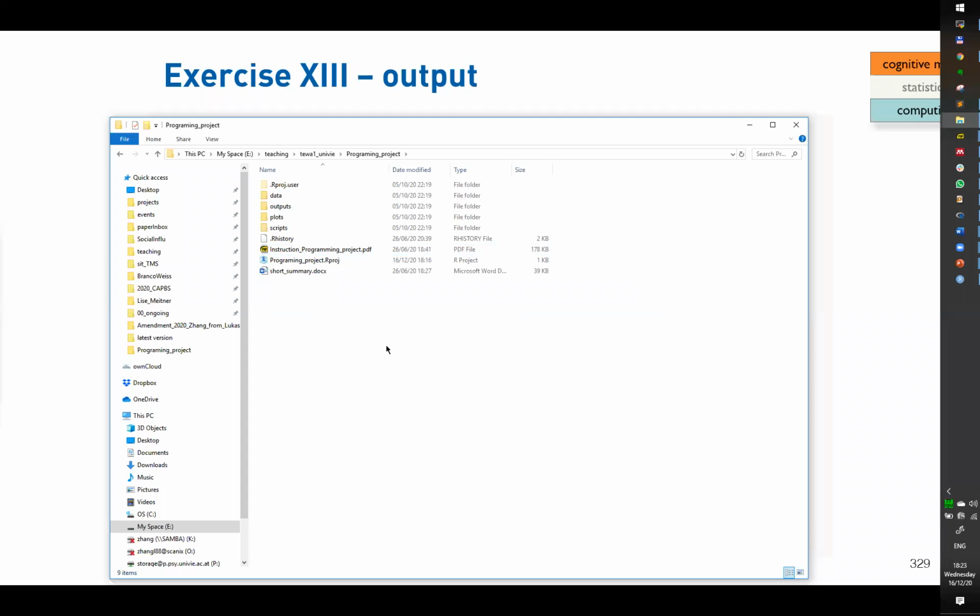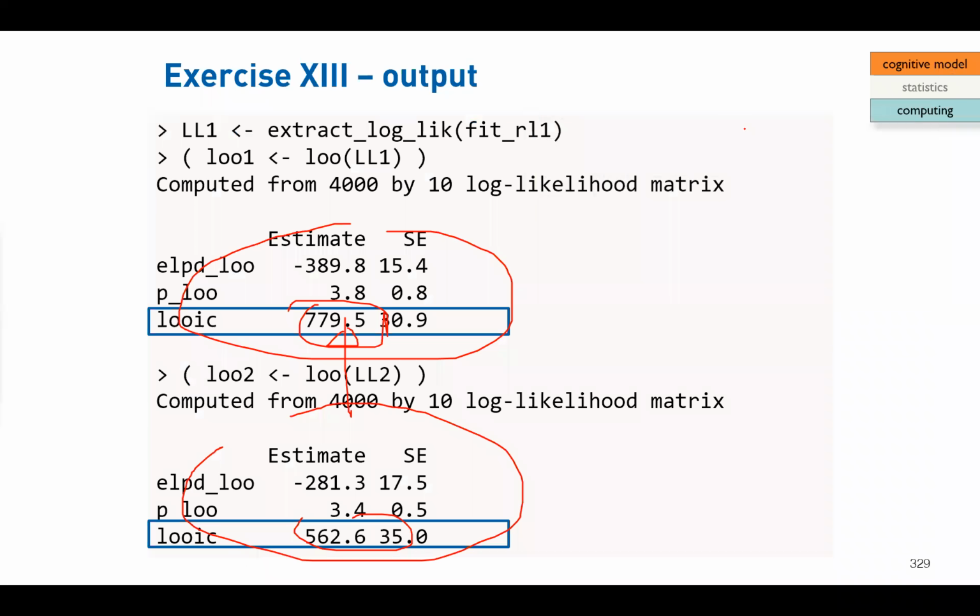And then let's try to make the 7th of February deadline. So any questions here? Good, makes sense? Okay.